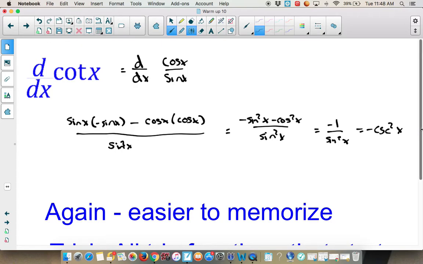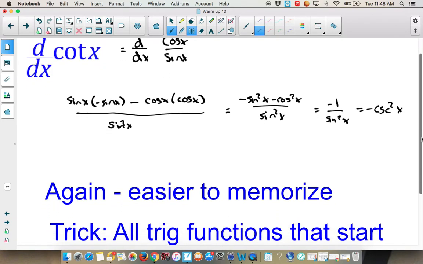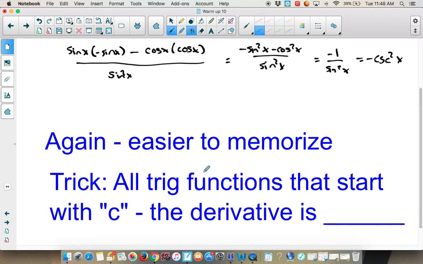Again, it's easier to memorize. And we're going to remember this phrase. There's a trick. All trig functions that start with a c, the derivative is going to be negative.